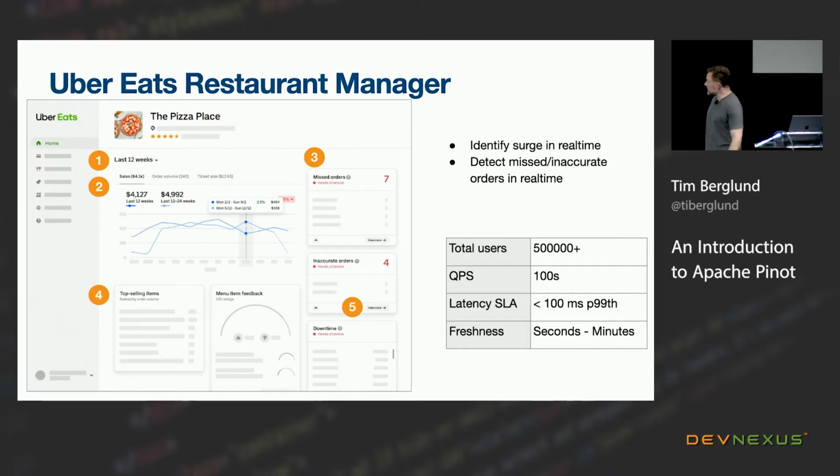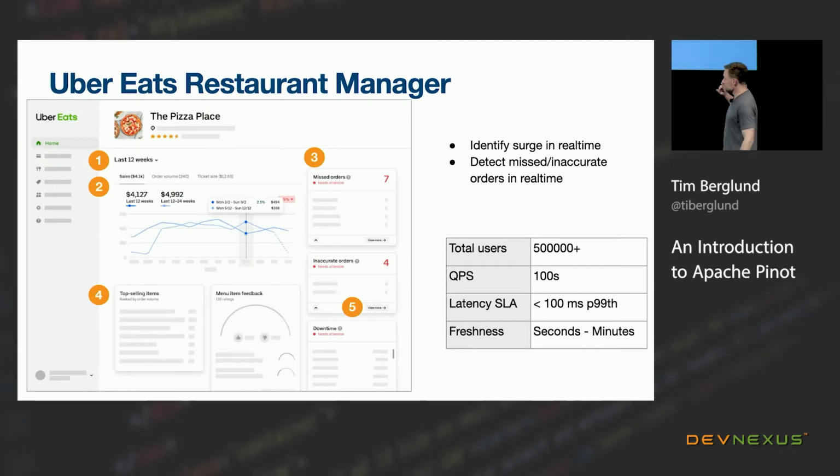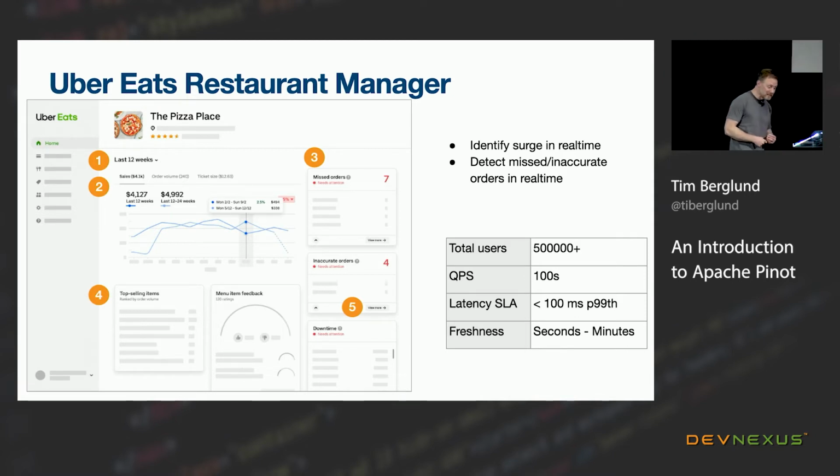I talked about Uber Eats. This is the restaurant manager view. In my four-part quadrant, this was the customer, the restaurant manager. Still, this is external analytics. This is somebody outside the organization, but there are fewer of them than there are actual users. And there are still 500,000 of these people, in the case of Uber Eats, hundreds of queries per second, and still sub-100 millisecond latency.